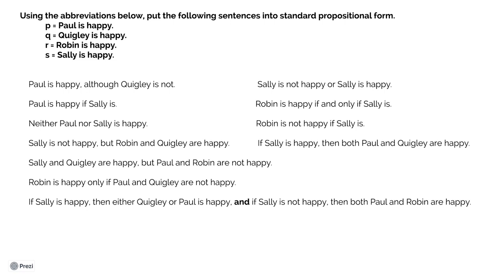And finally, if Sally is happy, then either Quigley or Paul is happy. And if Sally is not happy, then both Paul and Robin are happy. So we see that our main operator is a conjunction. And on the left side, we have if S, then parenthesis Q or P. And on the right side, we have if not S, then parenthesis P and R. So overall, we have bracket S, right arrow, parenthesis Q or P in parenthesis, end bracket, and bracket, not S, right arrow, parenthesis P and R in parenthesis, end bracket.